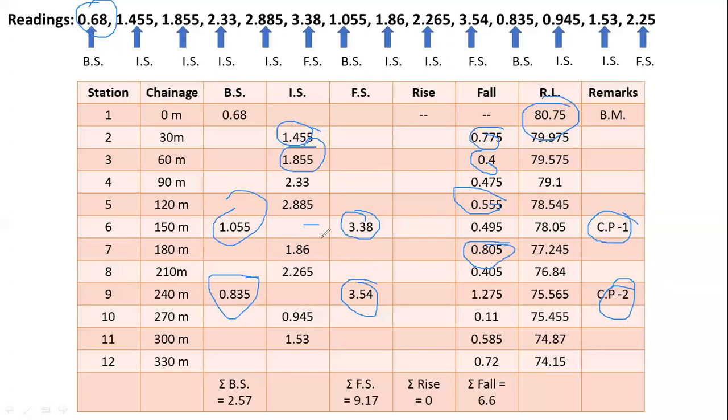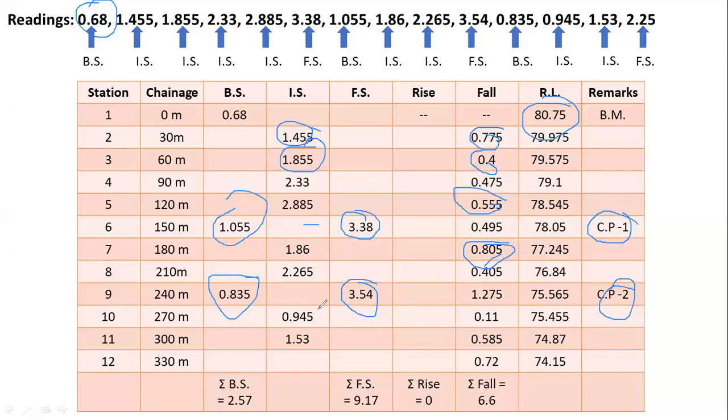Next is 1.86 minus 2.265, which means IS minus IS. So this value is minus 0.405. Again IS minus BS, 2.265 minus 3.54, so the answer is 1.275. The next is 0.835 minus 0.945, which means BS minus IS. So the answer is minus 0.11.